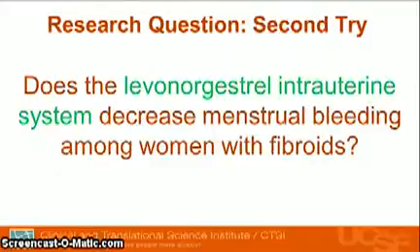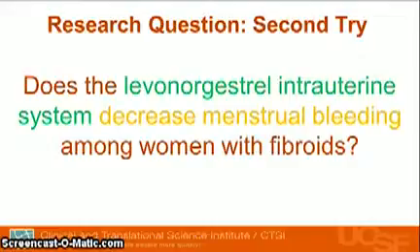So here's the second try on this research question. Does the levonorgestrel intrauterine system decrease menstrual bleeding among women with fibroids? So this is a better research question. First, you can identify the predictor here in green, and then you can more clearly see the outcome of interest, which is decreased menstrual bleeding. So that's much more focused and clear than previously in the research question. And then she's added the study population, women with fibroids. So this is a very nicely crafted research question.